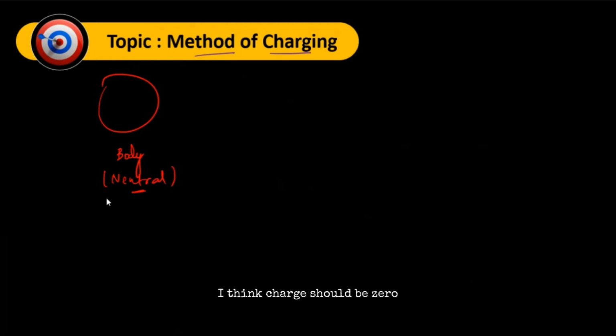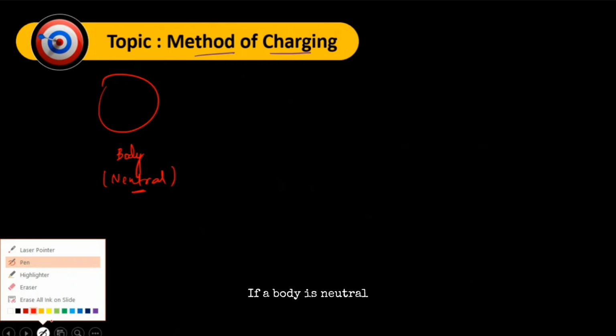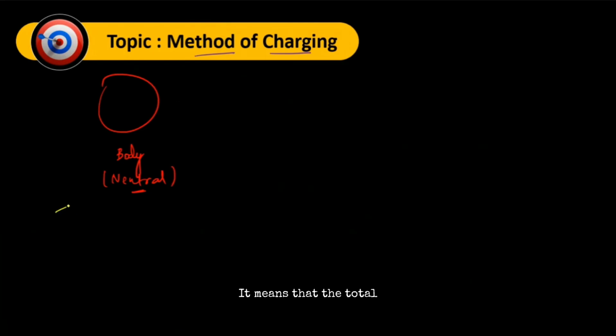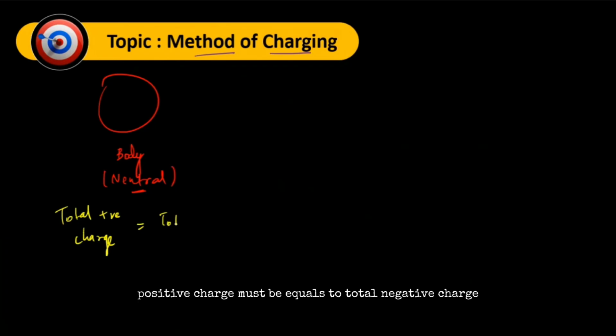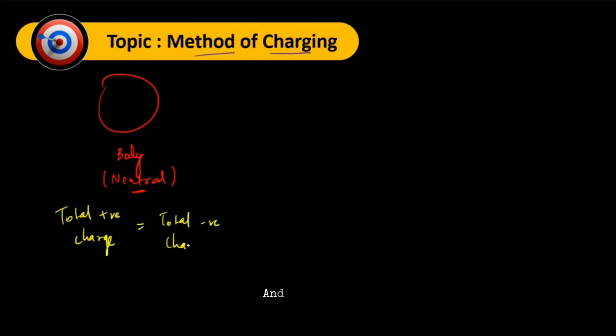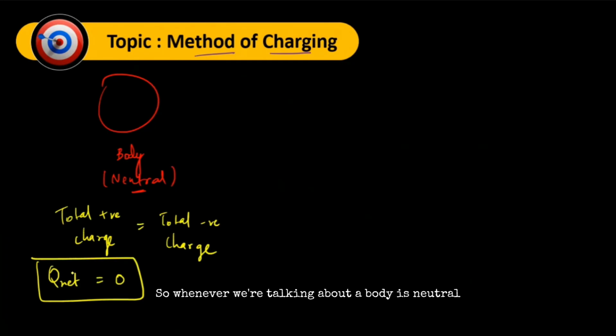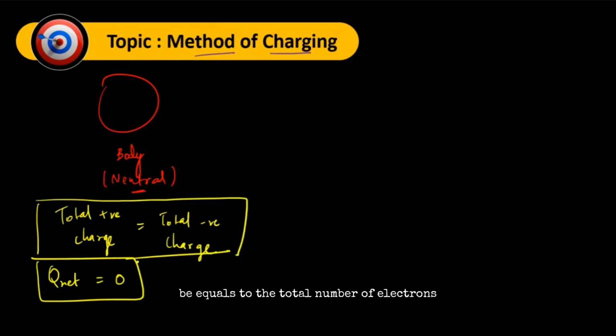I think charge should be 0. No. If a body is neutral, it doesn't mean its charge is zero. It means that the total positive charge must be equal to the total negative charge. As a result, when we talk about the net charge, total positive plus total negative ultimately gives us zero. So when a body is neutral, its net charge is zero, whereas the total number of protons must be equal to the total number of electrons. That is the reason why it is neutral.